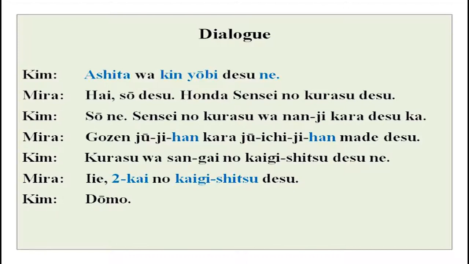Now Kim-san wants to know, class wa sangai no kaigishitsu desu ne. Sangai is, san is 3 and gai is the floor of a building, or stories. So the class is on the third floor, in the conference room, right? Iie, nikai, the second floor, no kaigishitsu, which is the conference room again. So, no, it is on the second floor in the kaigishitsu. And of course, thank you for telling me.